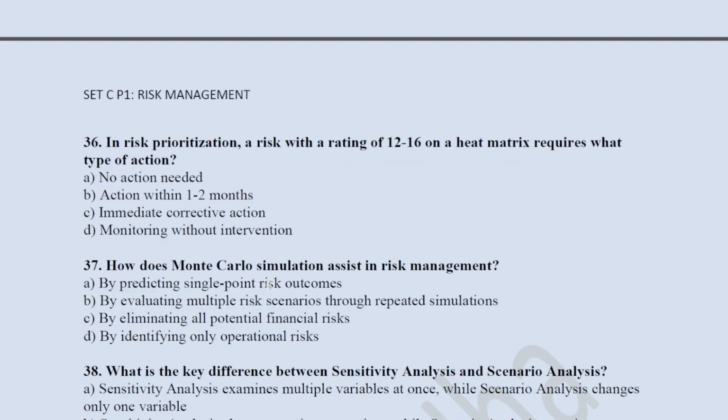In risk prioritization, a risk with a rating of 12 to 16 on a heat matrix requires what type of actions? No need of action is required. Action within 1 or 2 months, no. Immediate corrective actions; monitoring without intervention. So the answer should be C, immediate corrective actions.